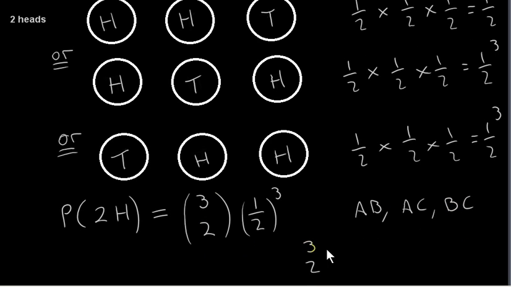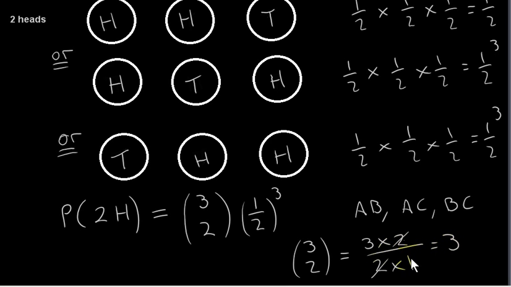To calculate 3C2, we could do it the direct way. We start with 3 and we multiply back so that we have 2 numbers on top, because we have a 2 down here, and we must have 2 factorial in the denominator. And if we simplify this, we get 3.